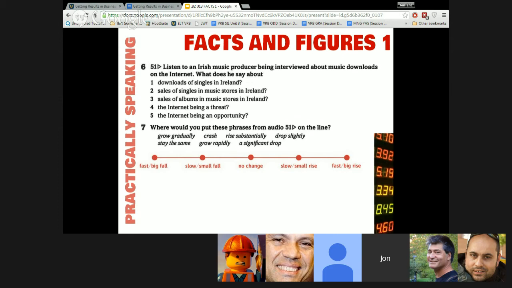All right, and Mr. Daniel, what does the producer say about the internet being a threat? Is it a threat? On the one hand, it would be a threat, but on the other hand, it could be an opportunity to know new groups. That's what he says. Who's it a threat to? The threat is people who download albums by P2P or share files.